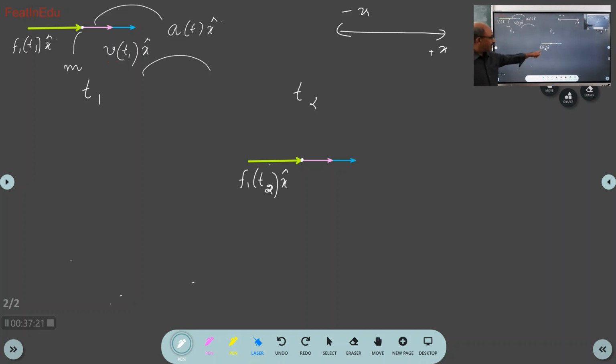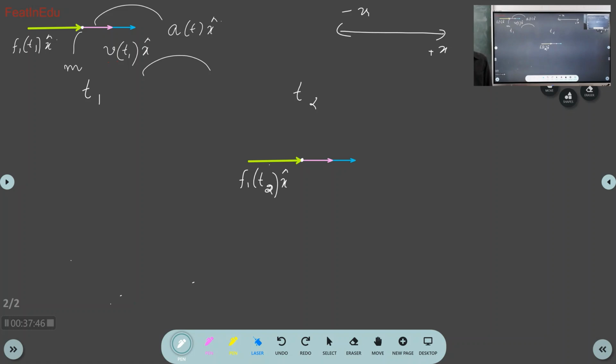I told you the same force is acting. So what is the relation between this vector and this vector? Sir, the magnitude and direction both are same. So they are equal vectors. You should say F1 T2 x cap and F1 T1 x cap are equal vectors. Why? Magnitude is same, direction is also same. Excellent. Now, what happens to the acceleration vector?